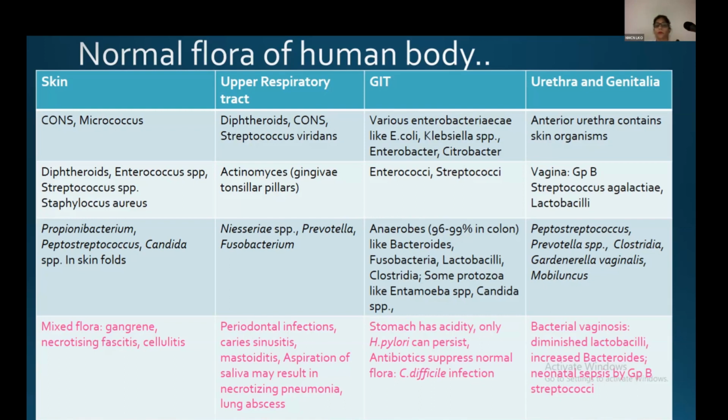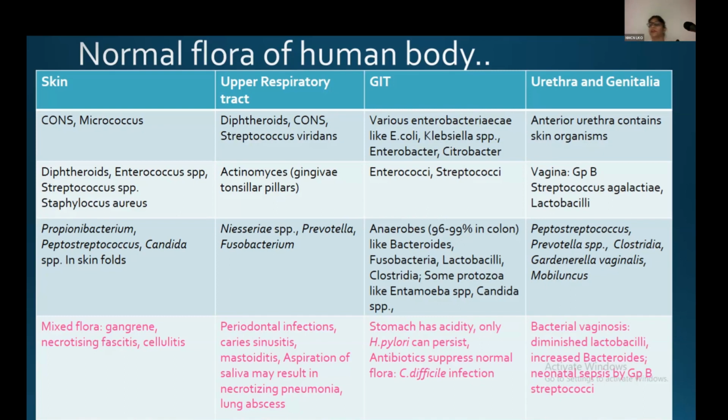And periodontal infections, sinusitis, mastoiditis, caries, all these infections are due to mixed oronasal flora. Then aspiration of saliva. You know that in the mouth there are multiple anaerobes also, including Prevotella species, Fusobacterium, and then there are Actinomyces on tonsillar pillars and gingival surfaces. On tooth surfaces, there are various streptococci, which are together grouped into the Streptococcus viridans group. So the aspiration of such secretions may result in aspiration pneumonia, necrotizing pneumonia and or lung abscess due to mixed anaerobes.